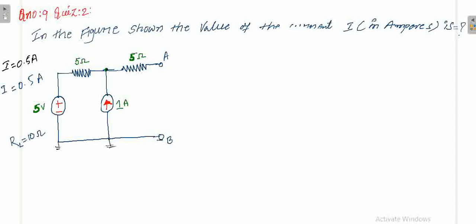While discussing Thevenin's theorem, I have given 5 steps. What is the first step? In the first step, we have to remove the load resistance and name the open terminals AB, and name the load resistance RL. So here we have named the 10 ohms RL.